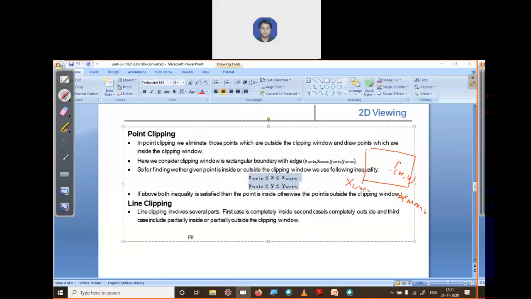So we check this X value. First we check that the value of X should be greater than the left boundary. Then we check that X should be less than the right boundary. Then we check the value of Y. It should be greater than the bottom boundary, and less than the top boundary. If all these 4 conditions are satisfied, then only the point is considered for display, otherwise it is discarded. So we always check these four inequality conditions for considering a point.